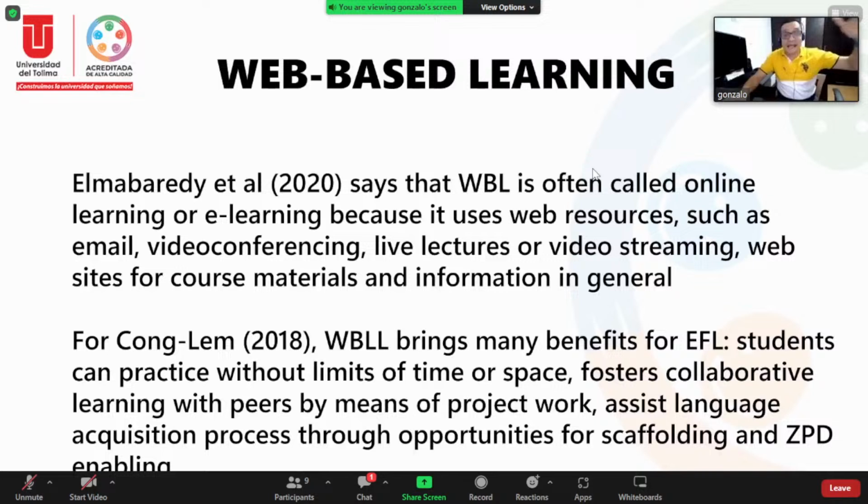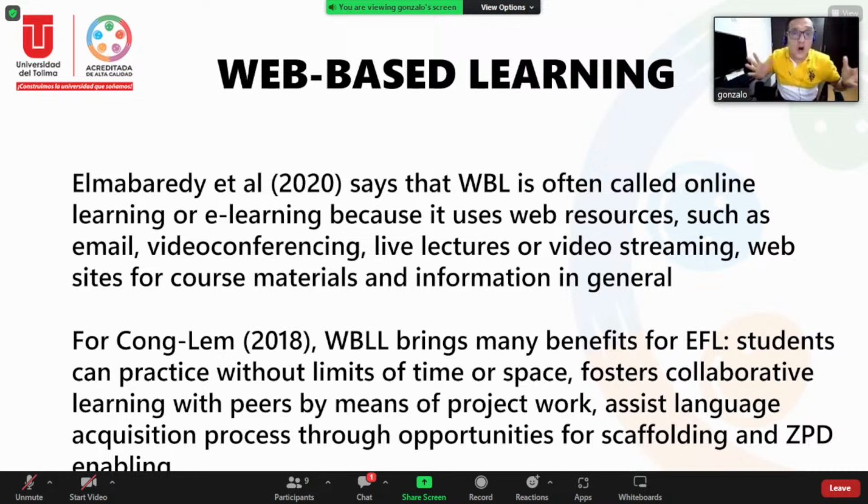And another author says that web-based language learning, applying web-based learning to language learning, brings many benefits for EFL students. Students can practice without limits of time or space. Also, web-based language learning fosters collaborative learning with peers by means of project work, assists the language acquisition process through opportunities for scaffolding and ZPD, zone of proximal development. So something that in theory sounds very good and that maybe in the classroom we don't have the chance to do, may be done through web-based learning.